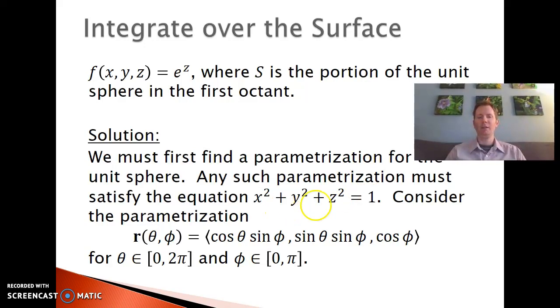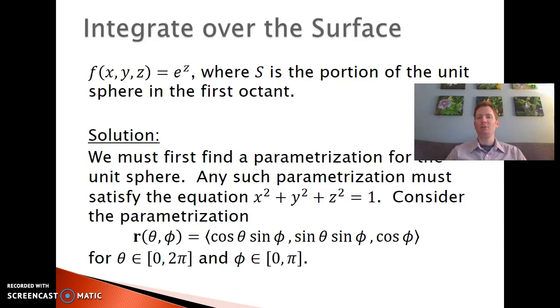Now, I will grant that it's not exactly obvious to come up with this parameterization, but this is a good one to know and to use in the future. This parameterization is for theta values between 0 and 2 pi, and for phi values from 0 to pi. That gives you the entire unit sphere. Of course, we only care about the portion of it in the first octant, so we're going to bound theta and phi differently when we go to calculate the surface integral. But for now, the parameterization would work over those entire large intervals.